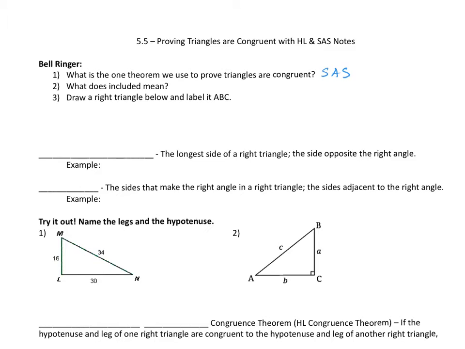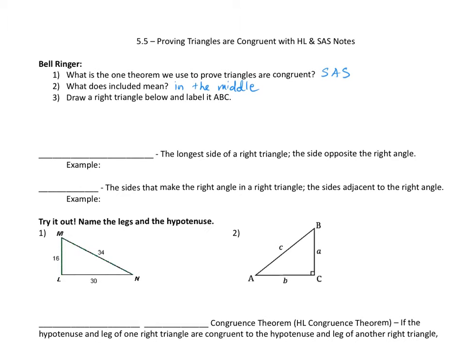Number two, what does included mean? Well, included just means it's somewhere in the middle. Remember, our side angle side has the angle included. In an included angle, that angle is in the middle of our two sides.